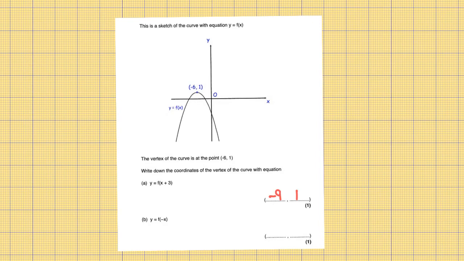B, y equals f of minus x. This is a reflection in the y-axis. So the x coordinate is made negative. Negative negative 6 becomes 6. The y coordinate will remain exactly the same as 1.